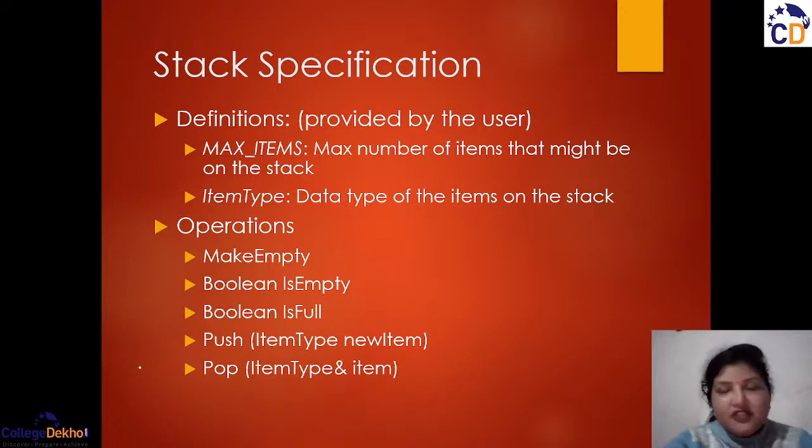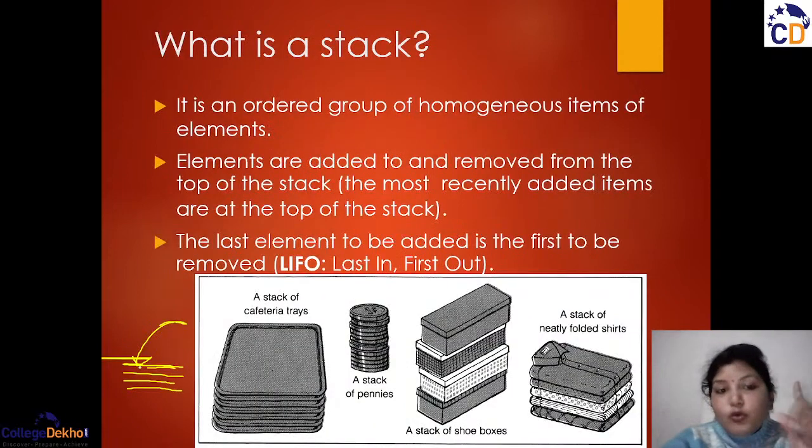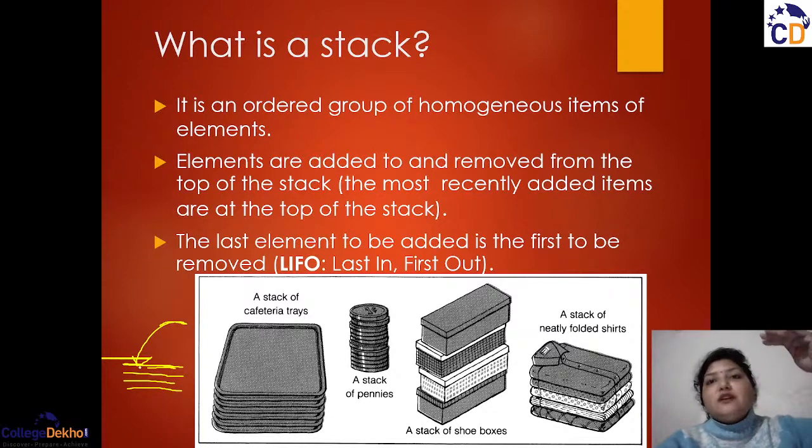Now let us see some definitions, some of the key terms that we use in our operations. Max items: what will be the maximum number of items that might be on the stack, like 10 items, 20 items, whatever. So you need to specify the maximum number of items. Item type: what is the data type of the item? I told you it maintains a homogeneous collection. If I'm maintaining a collection of trays, it does not contain a bowl, a spoon, or a book. All the items are of the same type.